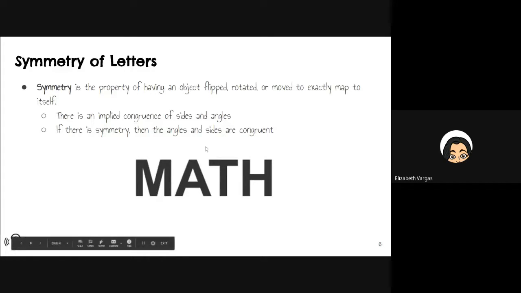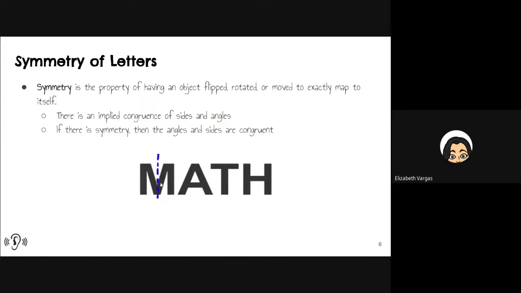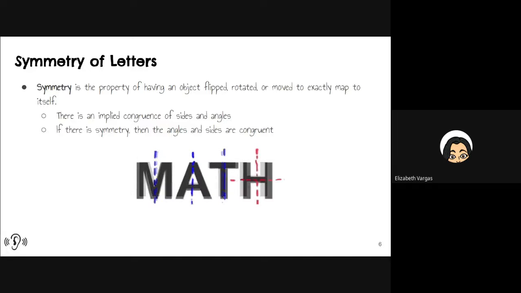Let's say we have the word MAP. We can split the letter M in half to create two congruent sides. We can split these letters in half to create two congruent sides. We can also split the letter H two times, one time vertically, one time horizontally, to create 4 congruent sides. So this is symmetry, and I'm sure many of us know what it means to be symmetrical and what symmetry is.